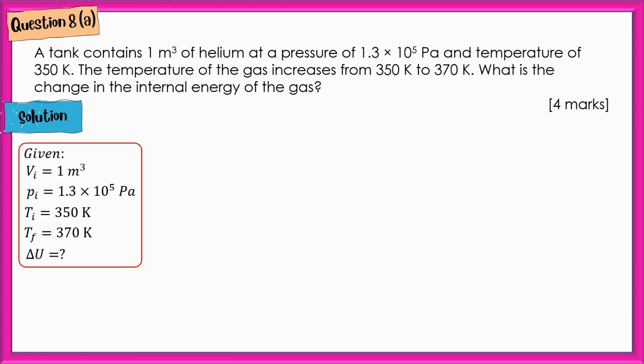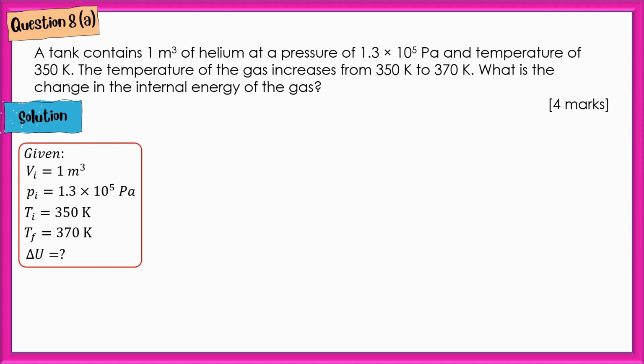Question 8a. A tank contains 1 meter cube of helium at the pressure of 1.3 times 10 power of 5 Pascal and temperature of 350 Kelvin. The temperature of the gas increased to 370 Kelvin. What is the change in internal energy of the gas?